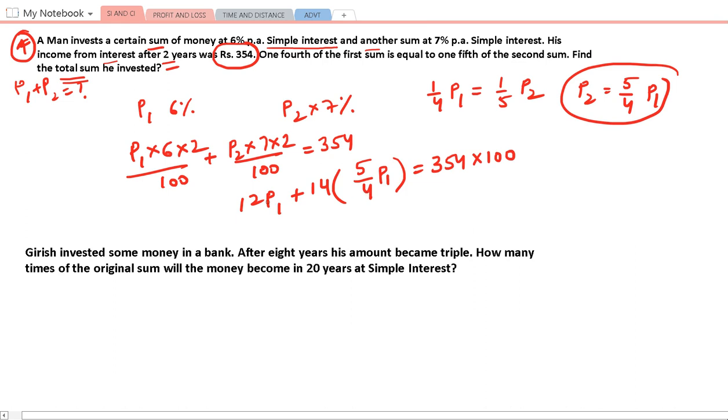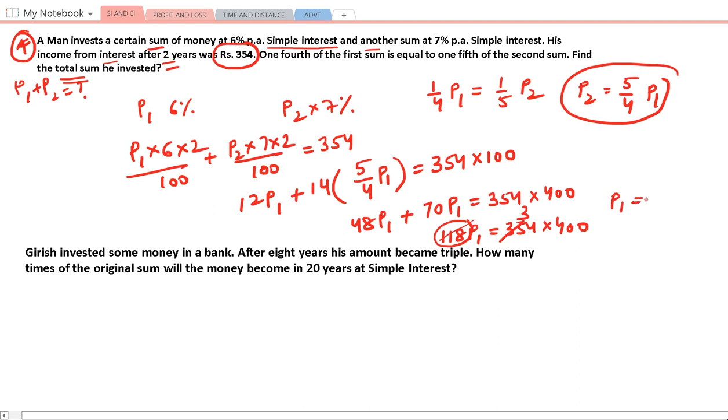See, you can multiply, you can take the LCM here. 48 P1 plus 70 P1 is equal to 354 into 400. So 118 P1 is equal to 354 into 400. See, the answer will be an integer, so definitely it will cancel. Check here, 354 is 3 times 118. So P1 will become 1200. So how much will P2 become? 1200 means 300, that is 1500. Got it? You have to start from here only.